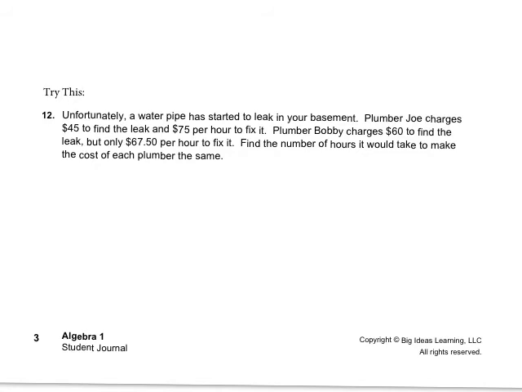So it says, unfortunately, a water pipe has started a leak in your basement. Plumber Joe charges $45 to find the leak and $75 per hour to fix it. Plumber Bobby charges $60 to find the leak, but only $67.50 per hour to fix it. So let's think about this for a second.